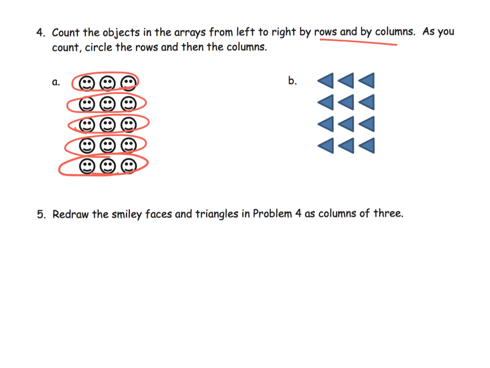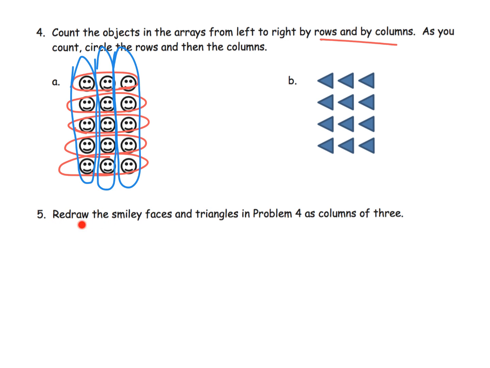And if we wanted to count by columns instead, because I just counted by rows, now let's count by columns. So what's that going to look like? That's going to look like this. 1, 2, 3, 4, 5, circle. 6, 7, 8, 9, 10, circle. 11, 12, 13, 14, 15, circle. And there we go. That's what they're looking for right here.